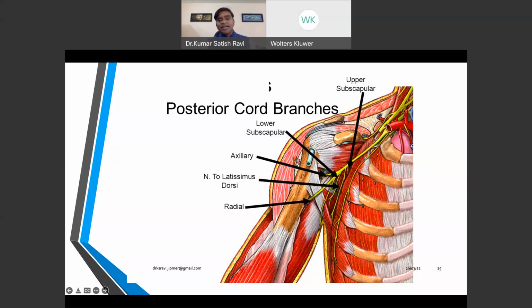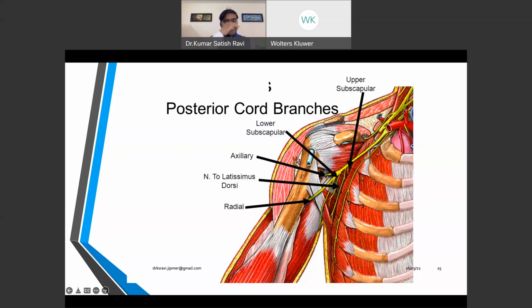Then coming to the very stout branch, the circumflex nerve, or we say the axillary nerve. This carries the fibers, as I said, C5 and C6, and it will be lying behind the third part of the axillary artery and lateral to the radial nerve. If you see over here, this is the radial nerve. It will be lying lateral to the radial nerve. This is the axillary nerve you can appreciate over here.